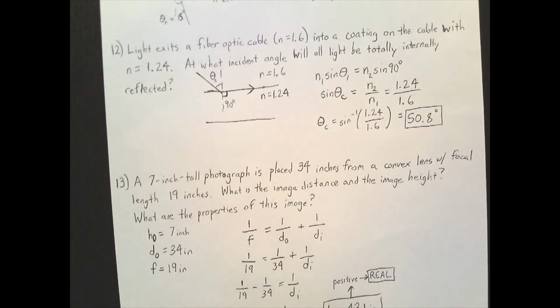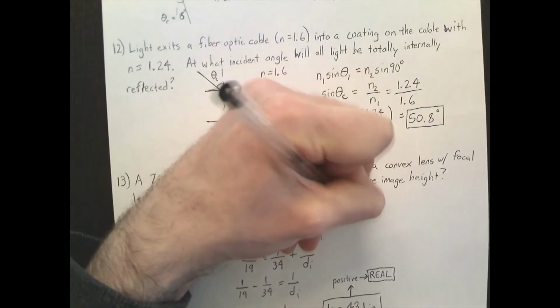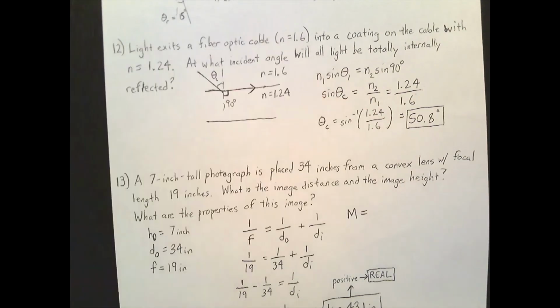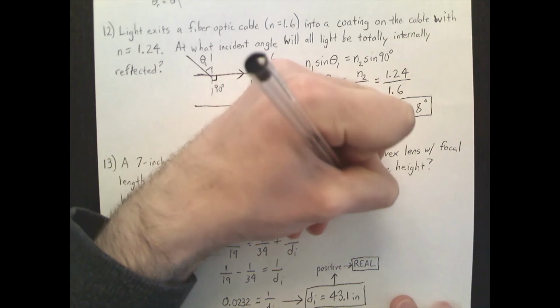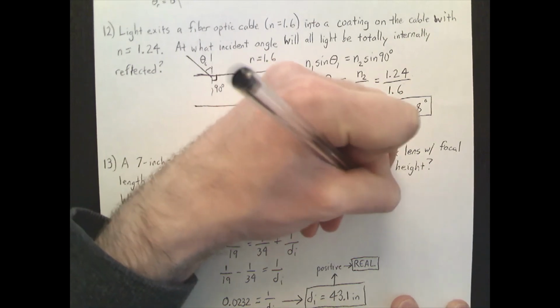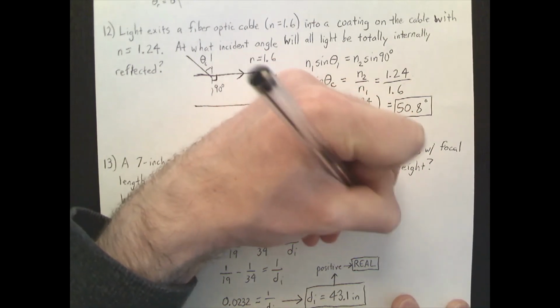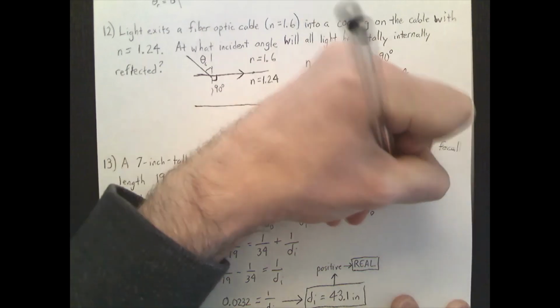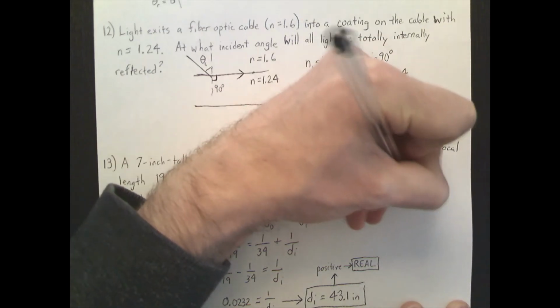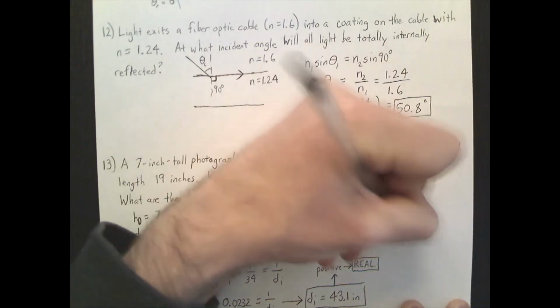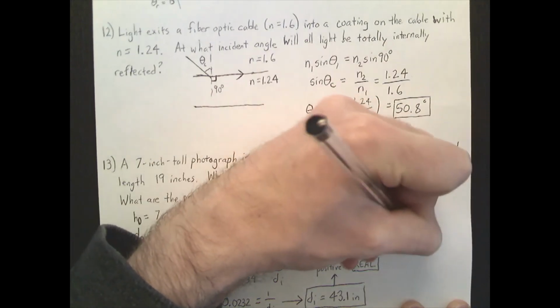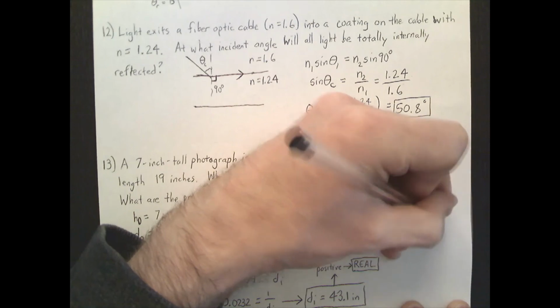All right, so we also need to know the image height. We need to get to the image height by looking at the magnification, M, of this lens. The way we do this is we look at the negative value of the image distance divided by the object distance. We can plug those numbers in. We get 43.1 divided by 34, and this is equal to negative 1.27 times.